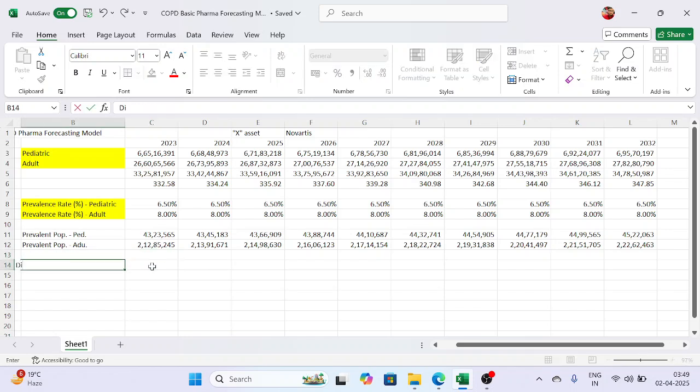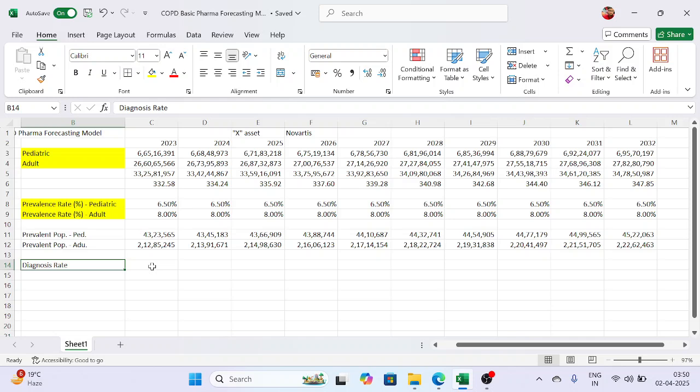Okay, let's move to the diagnosis rate. Countries like the US will have somewhere around a 70 to 100% diagnosis rate. This is what I have observed working on multiple therapy areas. But for COPD, since it's a very old disease, it's not something that was discovered in recent years.